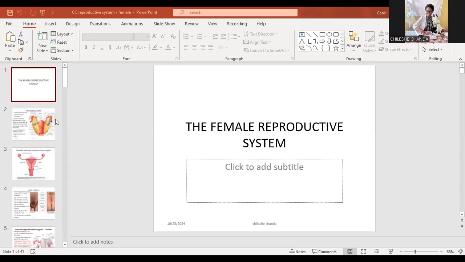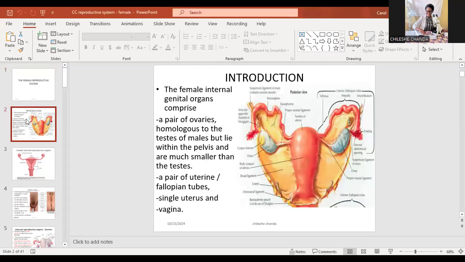Welcome to today's session. So today we're going to start looking at the female reproductive system. The female reproductive system includes internal reproductive organs and external reproductive organs.